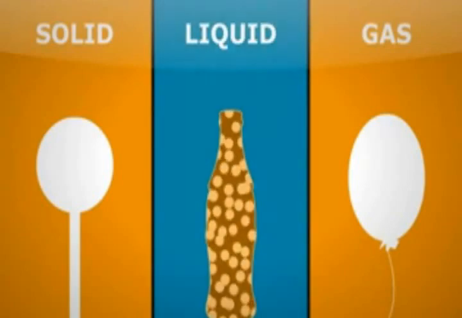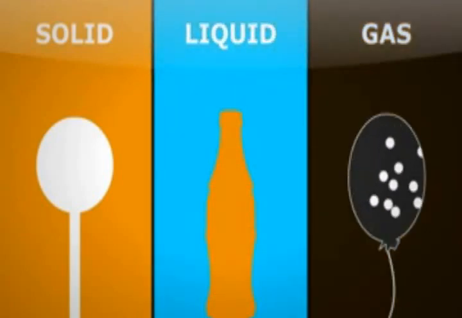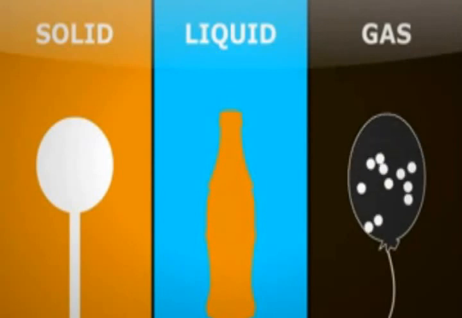Finally, in gases. Now the particles have enough energy to overcome those bonds and they are moving around all over. Again, there is no order here and the particles are all free and separate to move around.